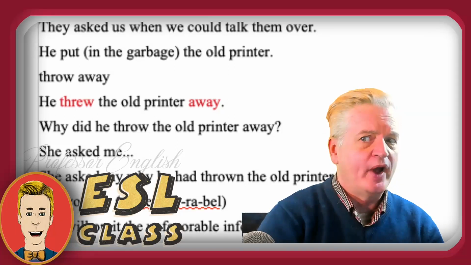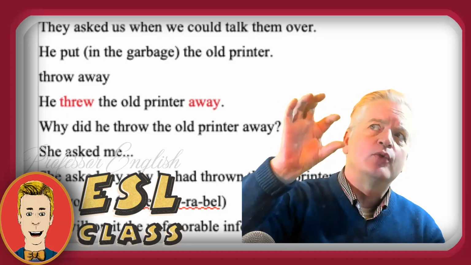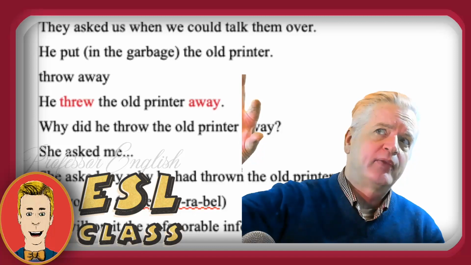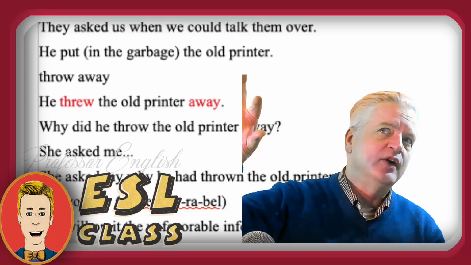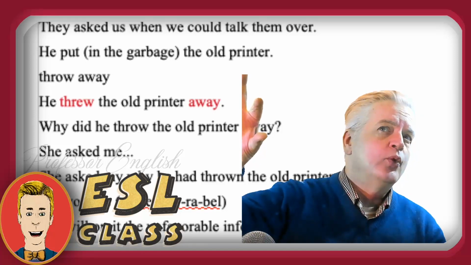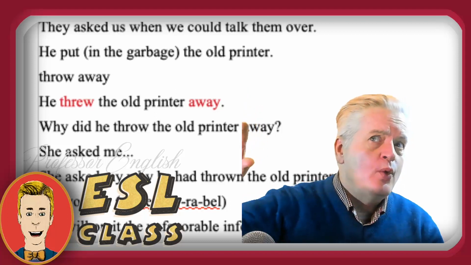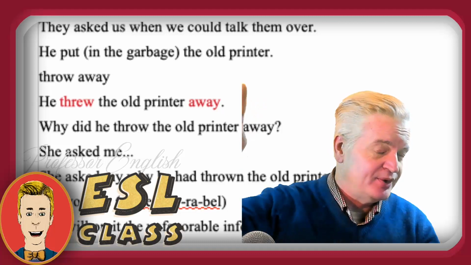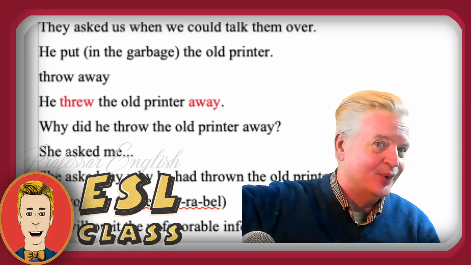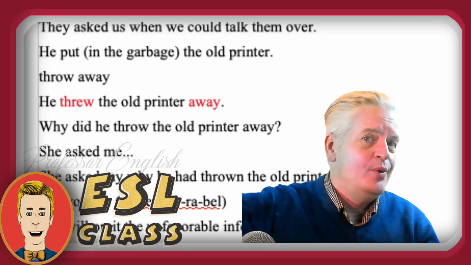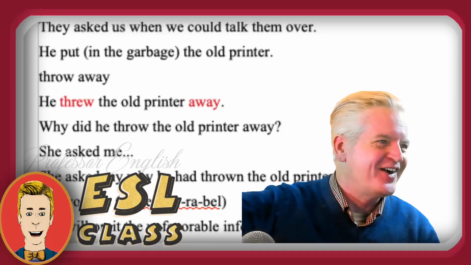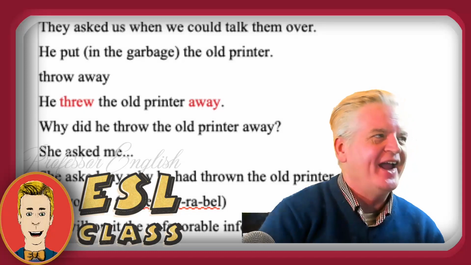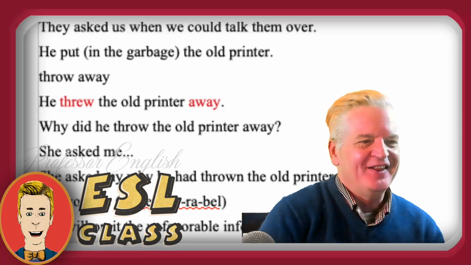Now, if you say threw away, that's a lot of vowel sounds together. Listen to me say that very slowly. Threw away. The W has a sound. It's W. Ooh, ooh. Threw away. It's really hard to say. He threw away the old printer.